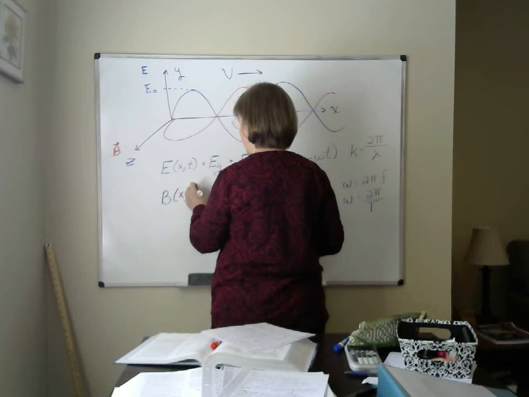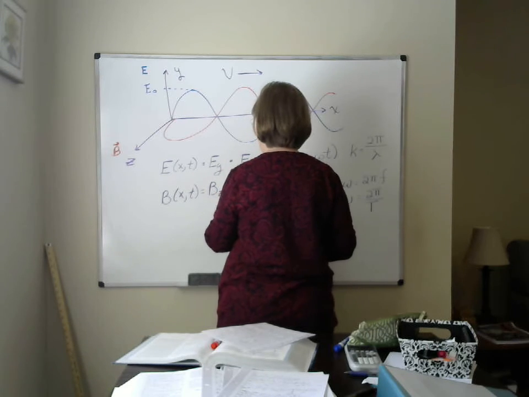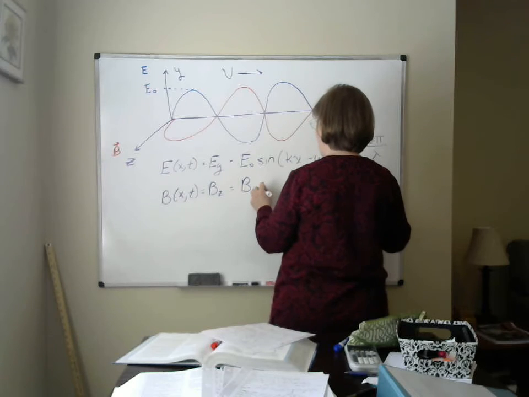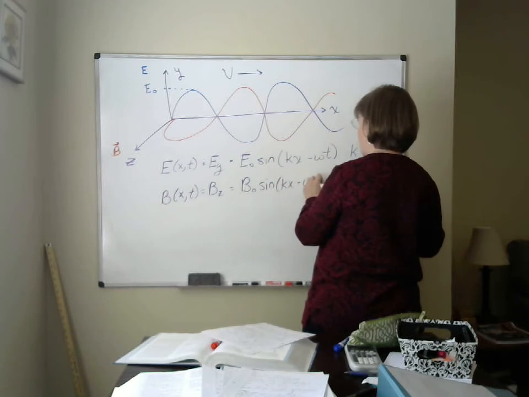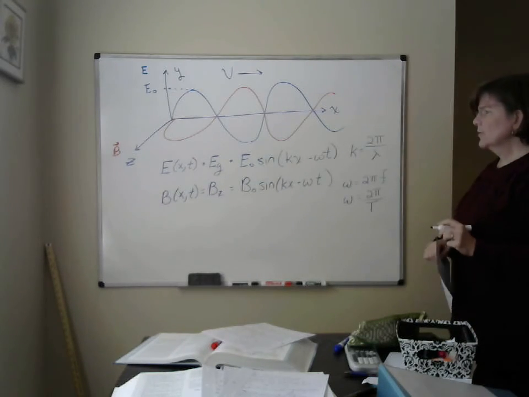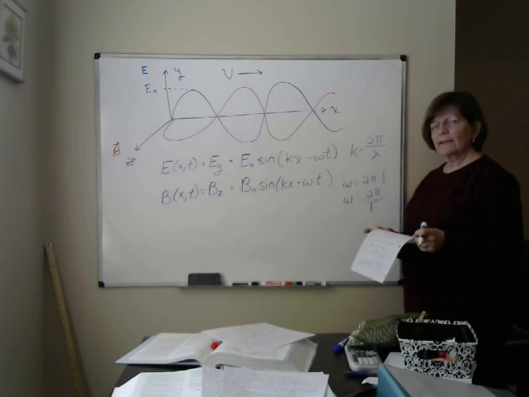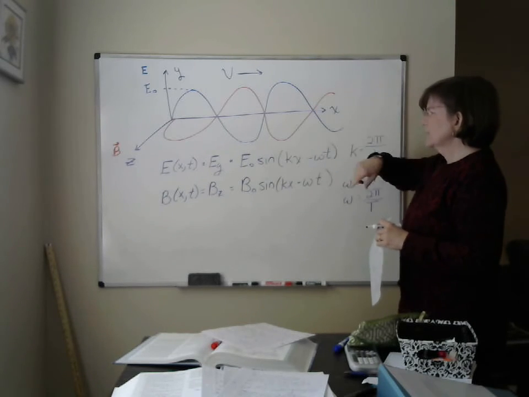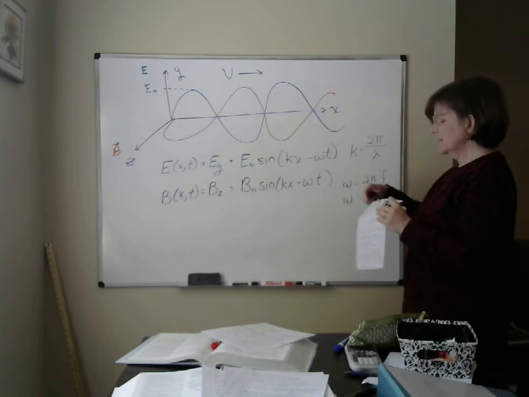It is also a function, but in this case, the magnetic field is in the z direction. It is equal to B0 sine kx minus omega t. So our equations that represent the electric field and the magnetic field look just exactly like our other wave equations, where the displacement at any point is a function both of its location x and the time that's elapsed.